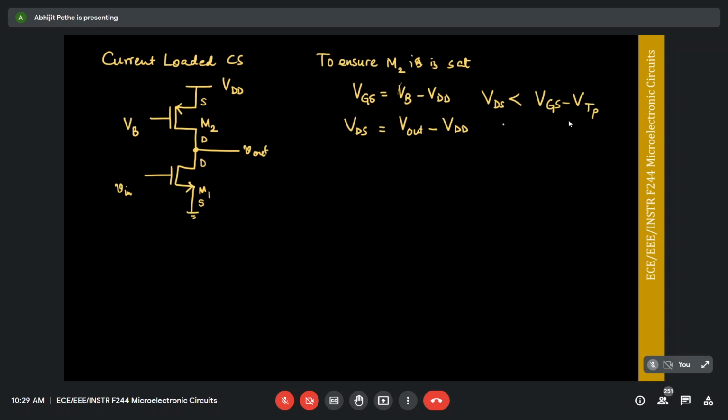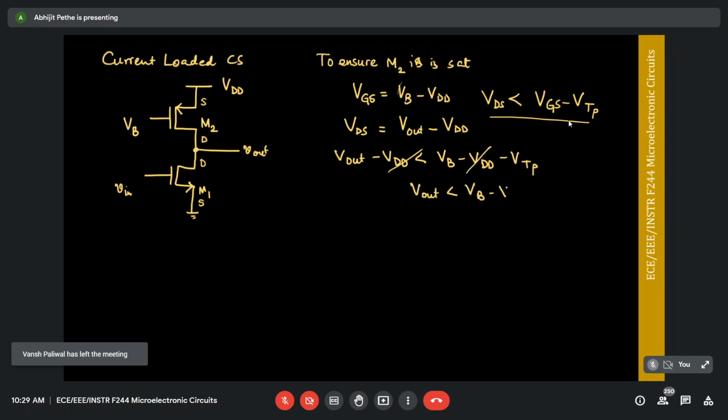Okay. So how to choose VB, it's important to remember that. You would choose it in such a way that, if I'm going to write it, VDS, which is Vout minus VDD, is less than VGS minus VTP, which is VB minus VDD minus VTP. Right? So Vout should be less than VB minus VTP. So that would be the condition you'd have to ensure to keep M2 in saturation.